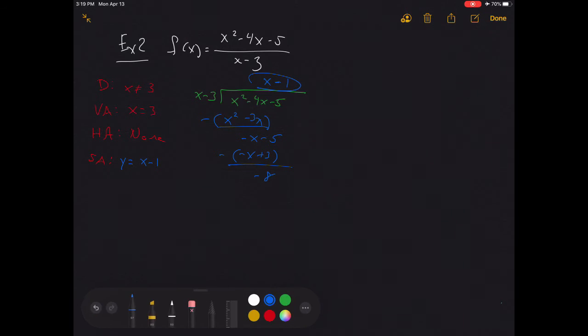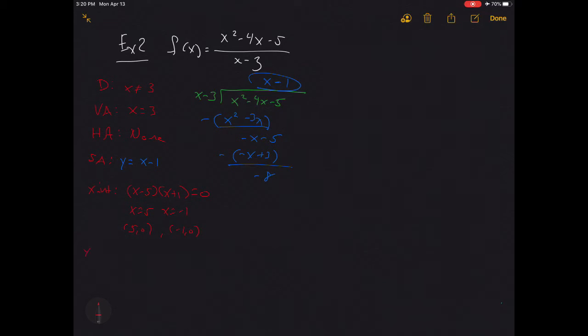Let's go ahead and find our x and y intercepts. X-intercepts are found by whatever makes the numerator 0. That numerator can actually be factored, which will be easier. That's going to factor to (x minus 5)(x plus 1). We're going to set that equal to 0, which means that x is either going to equal 5 or x is going to equal negative 1. So I have two x-intercepts in this case, the point (5, 0) and the point (negative 1, 0).